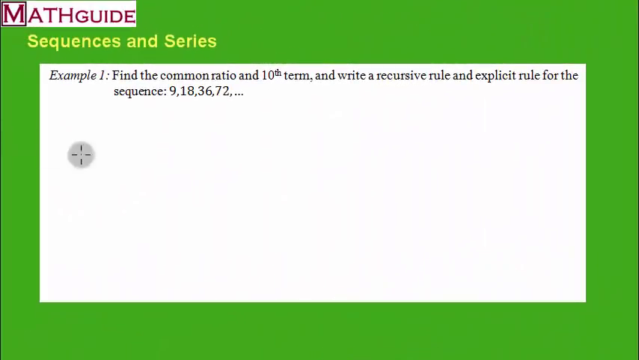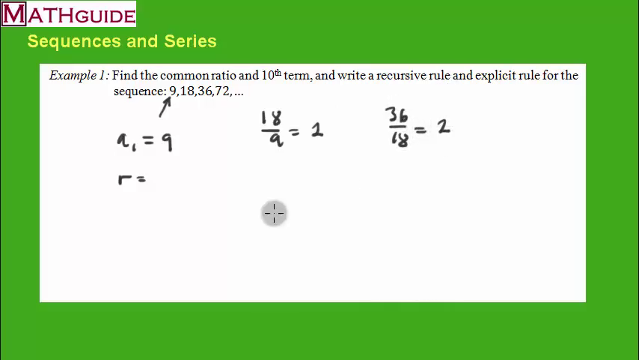So the first thing you should do when you're trying these problems is to identify what you're given. I know that I've got these numbers in the sequence, I'm trying to find the 10th term, and I have to write a recursive rule. The first number is 9. I want to figure out the common ratio. If I take 18 divided by 9, I get 2. If I take 36 divided by 18, I get 2. You can see that 2 must be the common ratio.